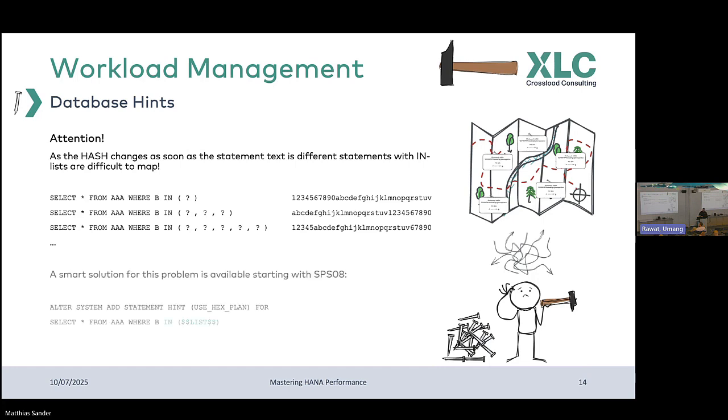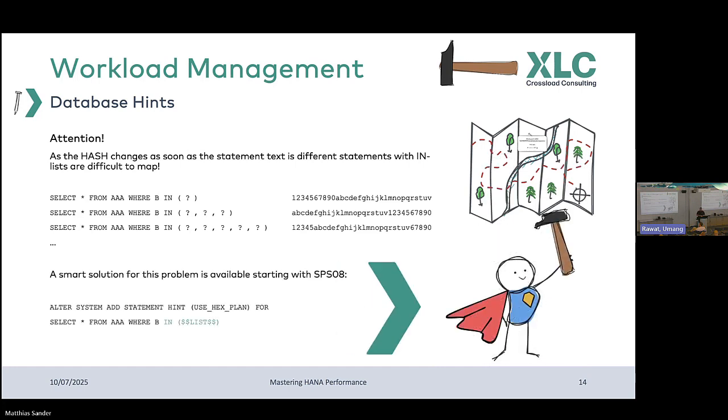SAP also realized this, and with SPS 8, there's a functionality within lists which can solve this issue, as HANA is still smart enough to know there are different approaches which can be used. It can then use this also for multiple parameters, independent of how many parameters are forwarded.